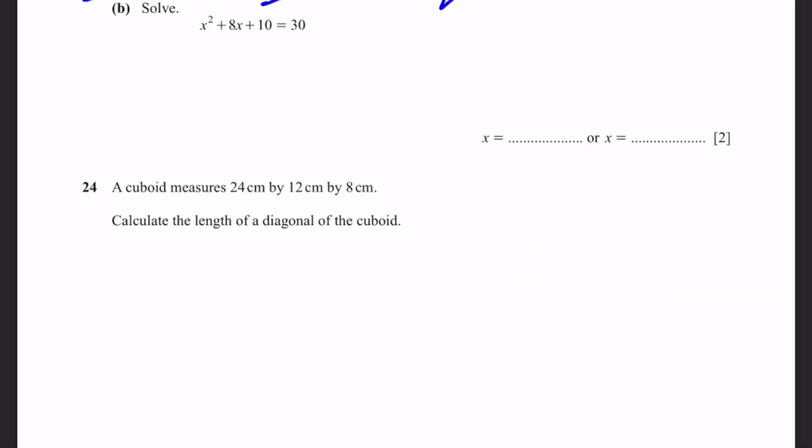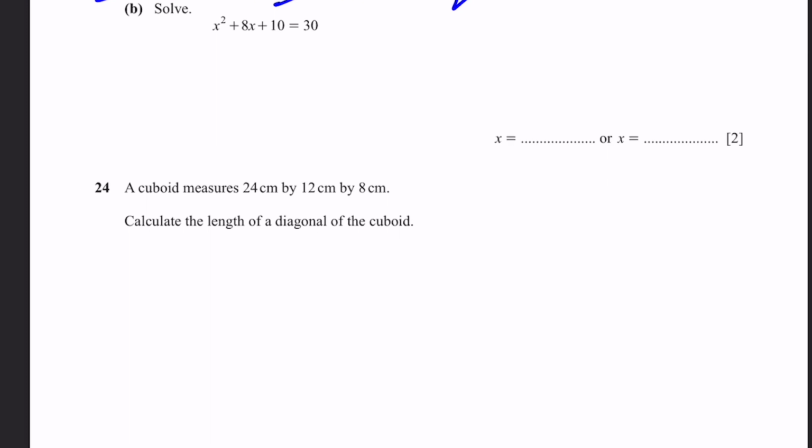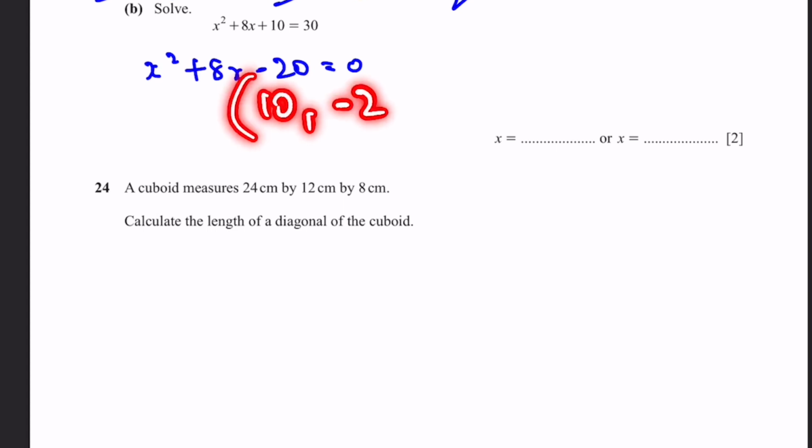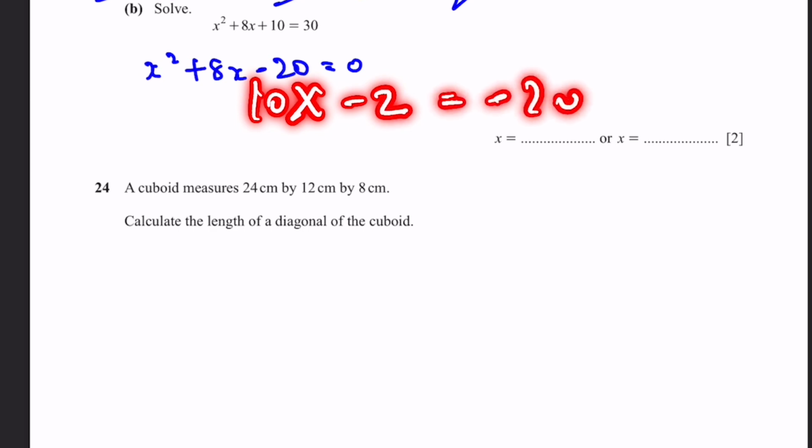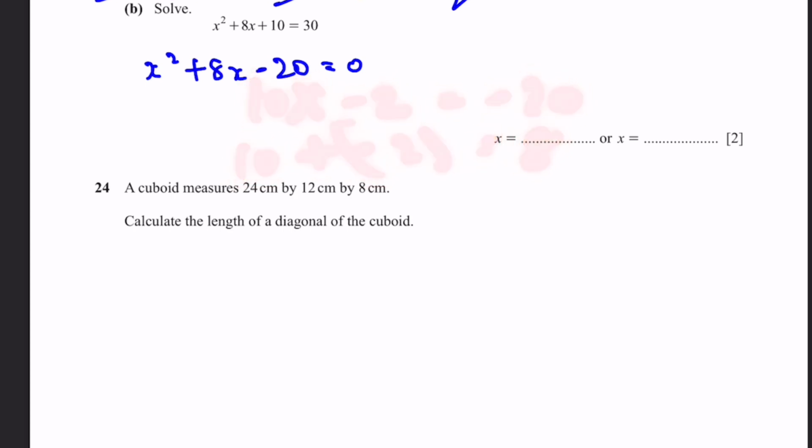B. Solve x squared plus 8x plus 10 equals 30. That means that we can make this a quadratic equation. X squared plus 8x minus 20 equals 0. Now, which numbers multiply to negative 20 but add up to 8? We can take the numbers 10 and minus 2. When you multiply 10 and minus 2, we get minus 20. When we add them, we get 8.